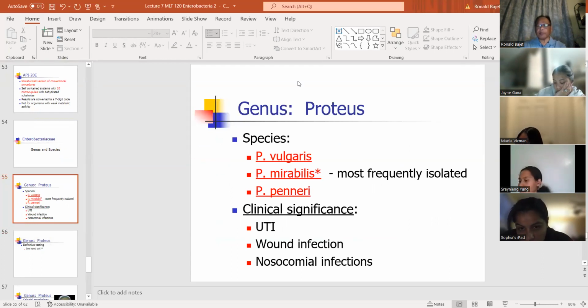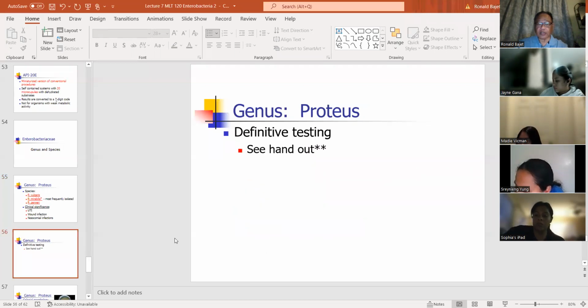Okay, the Proteus group. Proteus vulgaris, Proteus mirabilis, and Proteus penneri. The two main ones are vulgaris and mirabilis. Those are the most frequently isolated. Mirabilis is the most common one, followed by vulgaris. Clinical significance: a lot of times I see it in junk, but it can be significant for urinary tract infection, wound infection, and nosocomial infections.